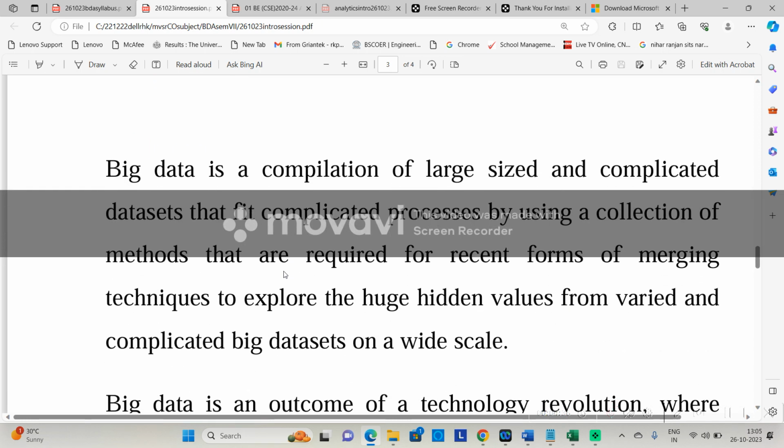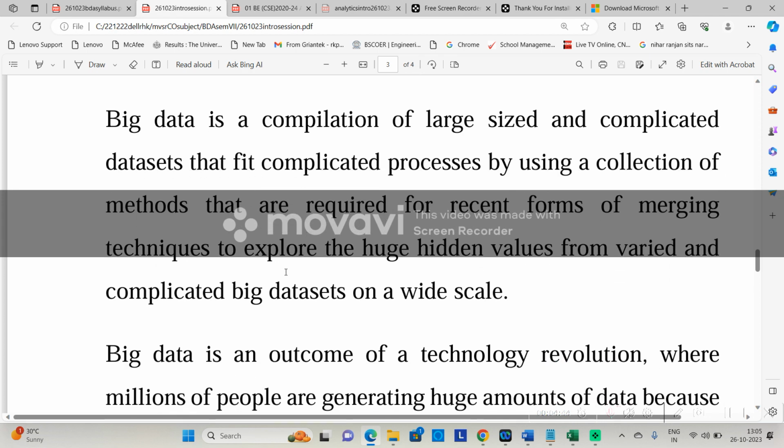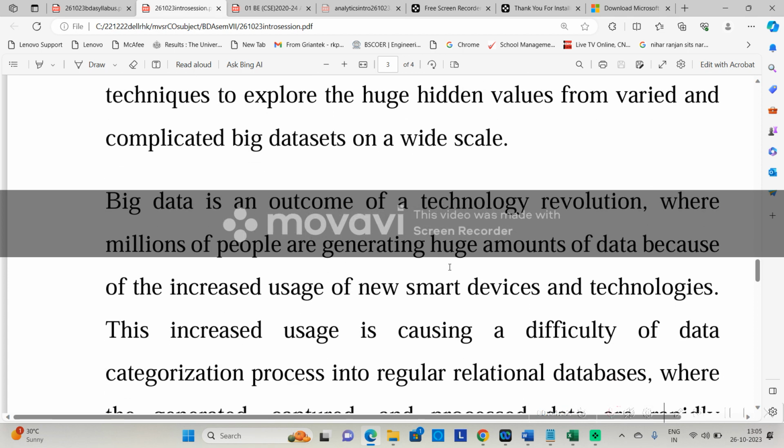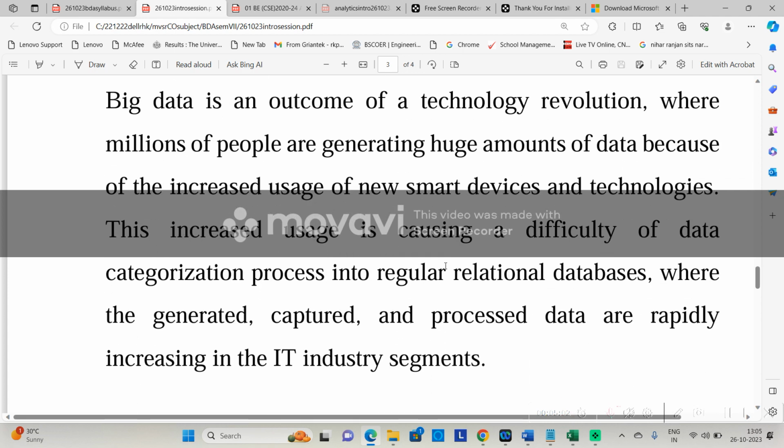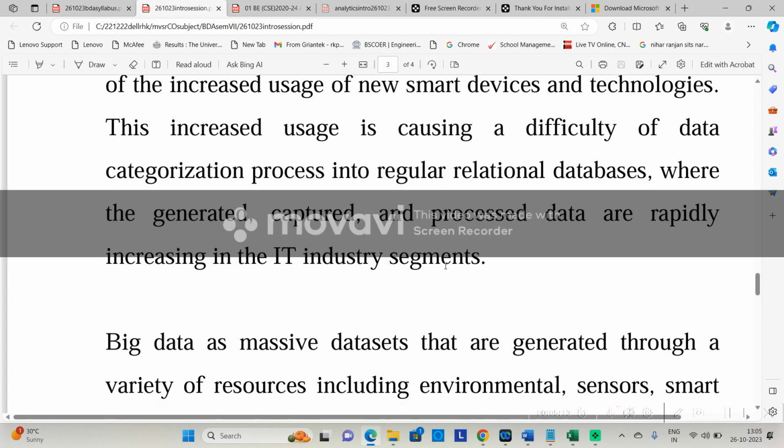So big data comprises large size complicated data sets. It uses complicated processes and various techniques to explore hidden values from the varied and complicated big data sets. Big data actually is an outcome of technology revolution, as millions of people are using smart devices and technologies. With this huge data generation, regular, traditional, conventional database handling techniques cannot manage this big data.